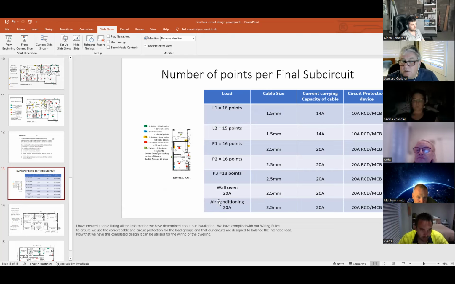So might sound stupid, but going off your little table there, the electric oven gas cooktop combo and the ducted aircon, they're running off separate circuits. They've got their own wire going from the meter box. Is that right? That's correct. They're just on their own separate circuit. That's all it is on that circuit. It's just the wall oven. With the air conditioning, the only thing on that circuit is the air conditioning.